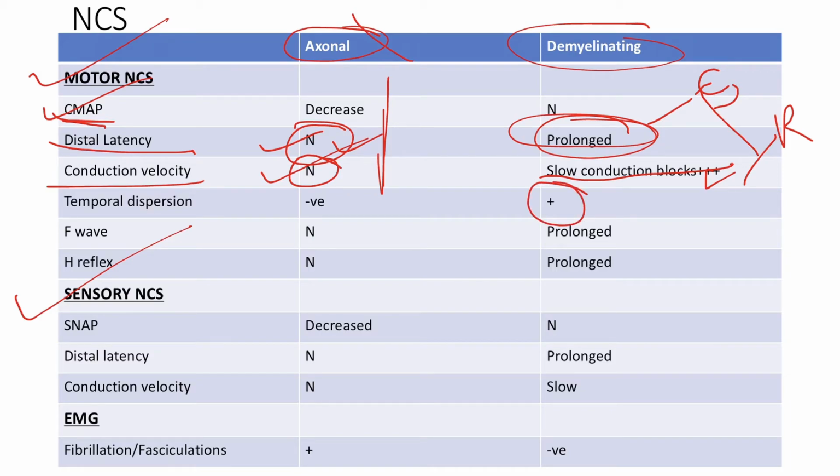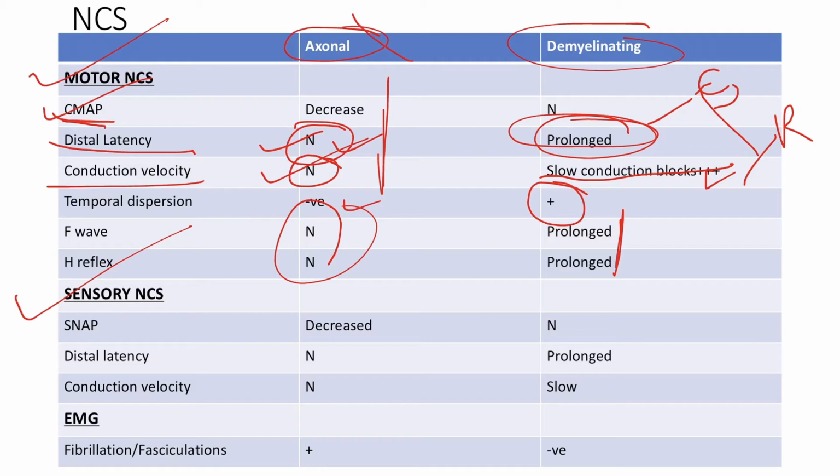Another feature is temporal dispersion, which is positive in demyelinating neuropathies. Whenever you look at the action potential, they are temporally dispersed across the length of the nerve fiber in demyelinating neuropathy, whereas this is negative in axonal neuropathy. The F wave latency, because conduction is delayed, will be prolonged in demyelinating neuropathy. So F wave latency and H reflex are prolonged, whereas they are normal in axonal neuropathy.